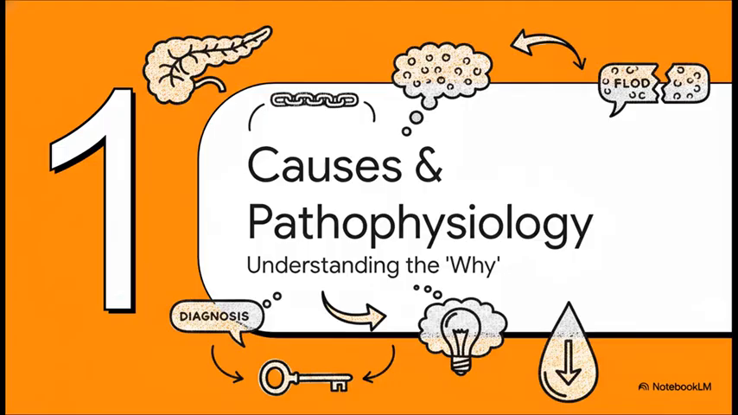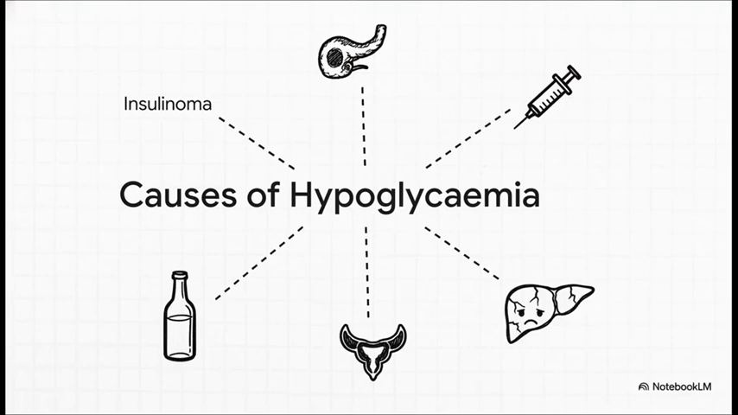All right, first up, the causes and pathophysiology. Getting a really solid grasp of the why behind hypoglycemia is absolutely fundamental. It's what allows you to make an accurate diagnosis and, of course, choose the right management path for your patient. Okay, as you can see, the causes are pretty diverse. You've got things like endogenous insulin overproduction from an insulinoma or something called nesidioblastosis, which is basically an overgrowth of those pancreatic beta cells. Then, of course, you have external or exogenous sources, like a patient self-administering insulin.